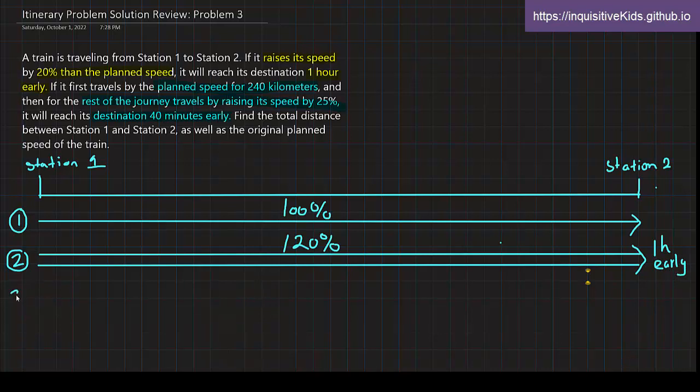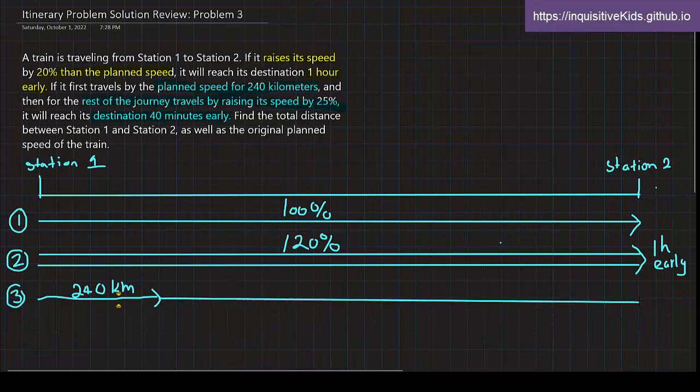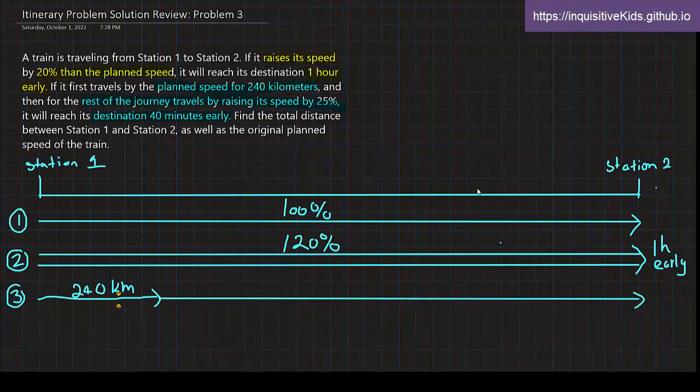And then our final scenario, number 3. This is when it first travels for a portion, which is 240 km, with normal speed. So that's why this is a normal arrow here. And then I make it with added speed, so I have another line here. It's not perfect, but it'll do. In this, it says it's 40 minutes early.